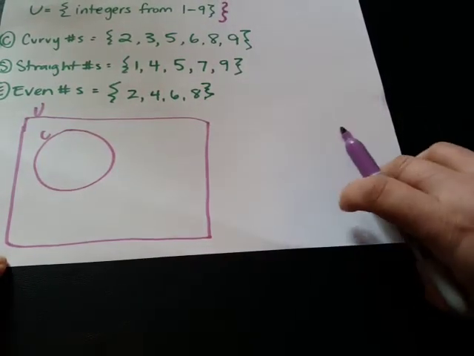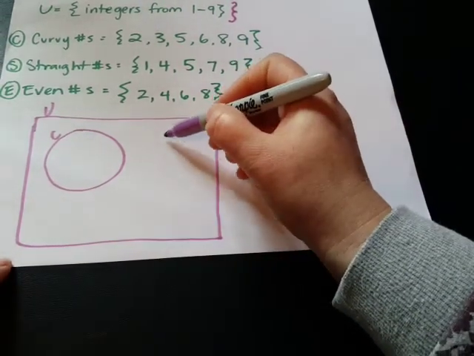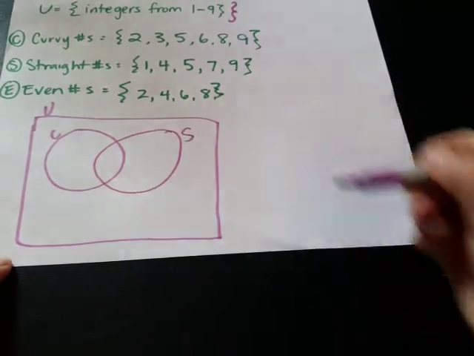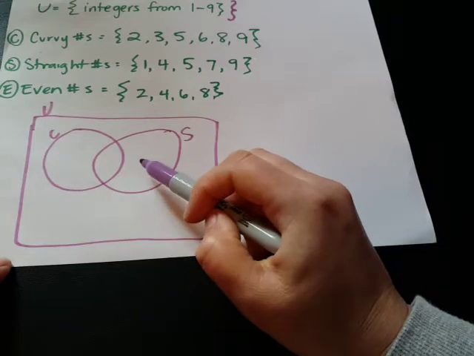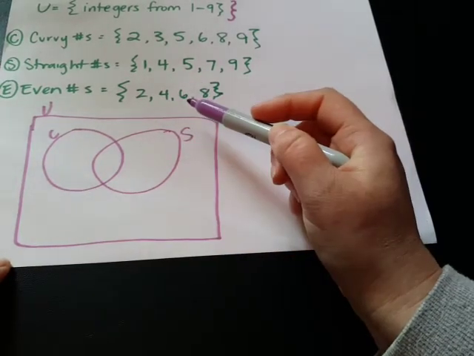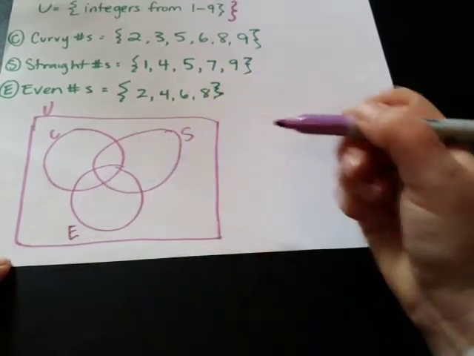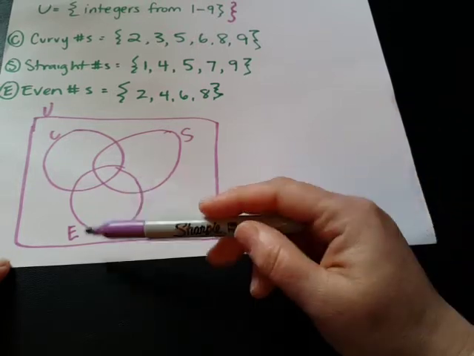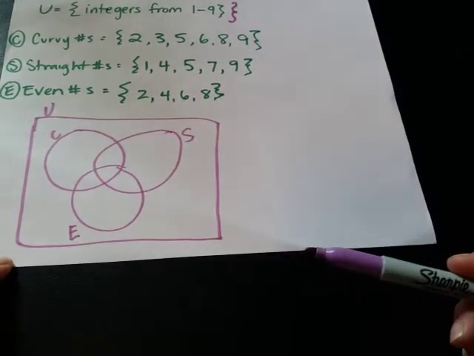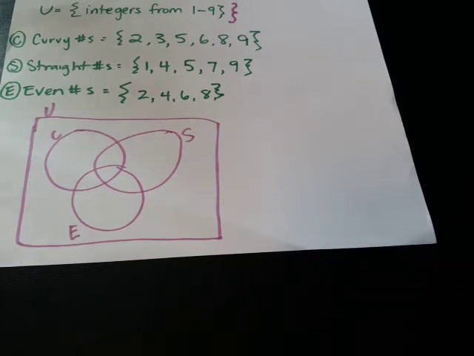We've got set S that represents numbers that have some straight edges to them. There's a possibility that there are some numbers that have curves and straight edges. And then we've also got a set E, which is even numbers. So we have our 3 sets there, and now what we'd like to do is place all the numbers into those sets.